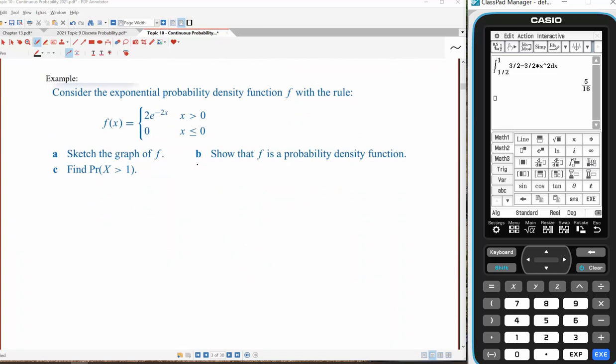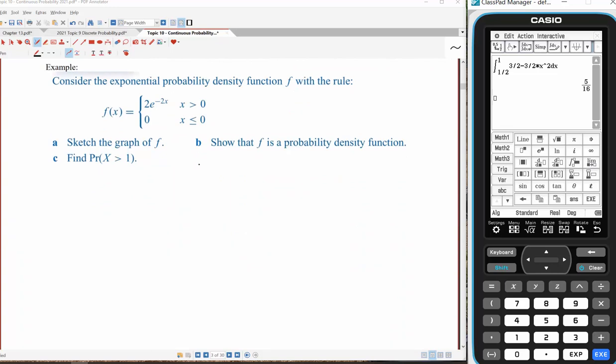Okay, consider the exponential probability density function f with this rule here. Sketch the graph of f. So it is an exponential function reflected in the y-axis and not moved up or down. So basically we're going to have an asymptote along the line y equals 0.